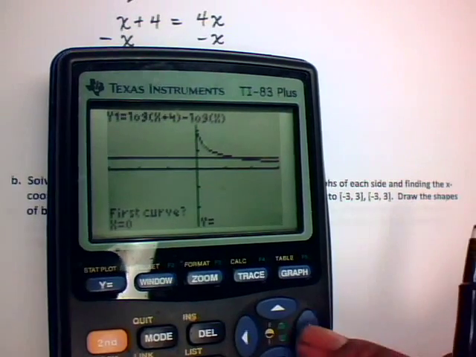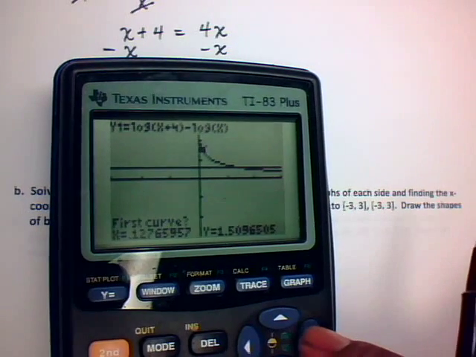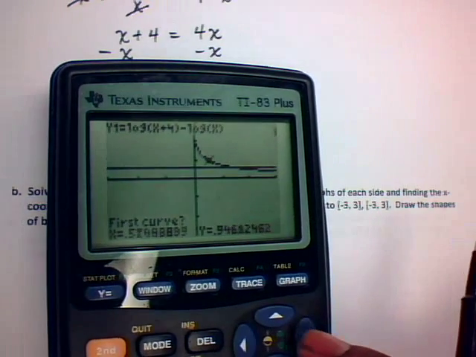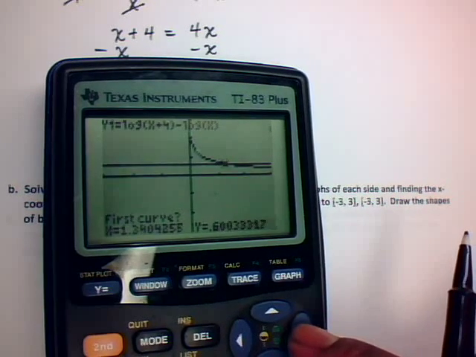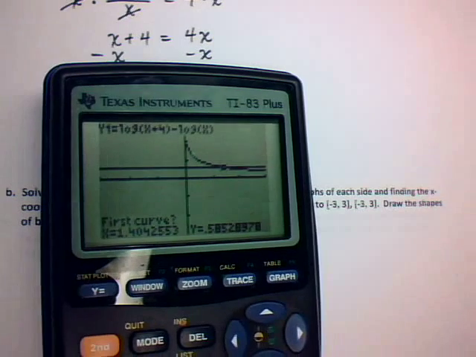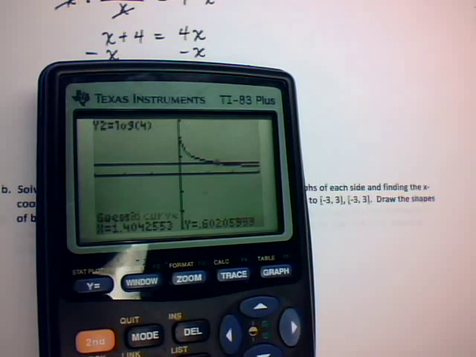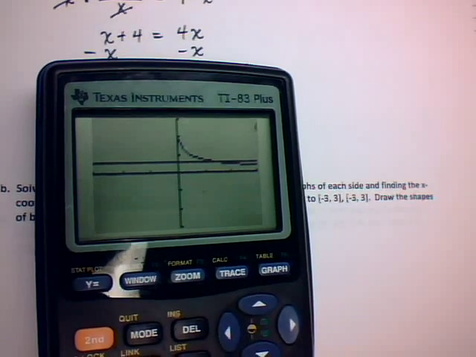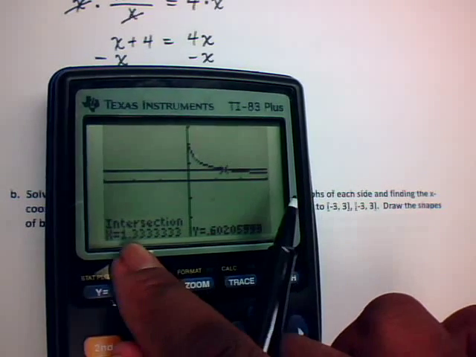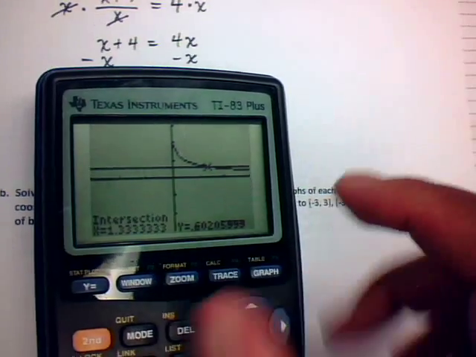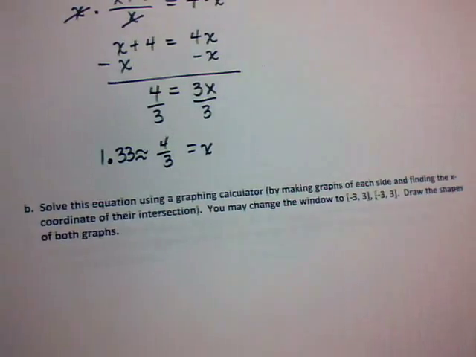Now that first point, let's see where that blinking cursor is going to be. Okay. Let's put it as close as we can to that point of intersection. And then press enter 3 times. And as you can see for the x, we got 1.33 repeating. That's the same thing as we came up with.